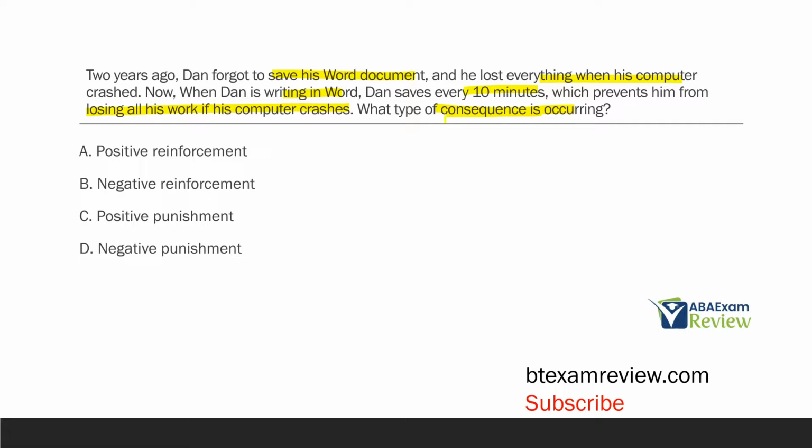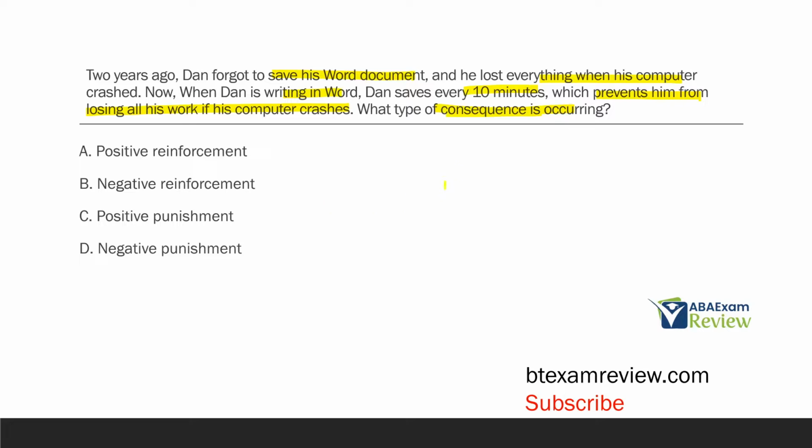Why is his behavior being reinforced? Well, saving prevents him from losing all the work if his computer crashes. Dan is preventing that outcome or escaping the outcome or avoiding the outcome, depending on how you want to look at it. And so when we prevent, escape, avoid, and our behavior increases, that's going to be negative reinforcement because his behavior is increasing. His behavior was reinforced, his saving behavior, and he's escaping something. So he's removing the threat of losing all of the work if the computer crashes, making it negative.